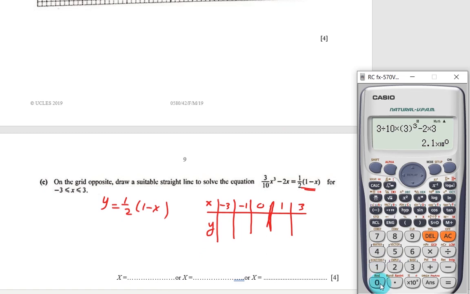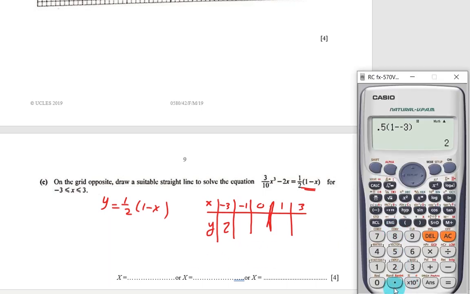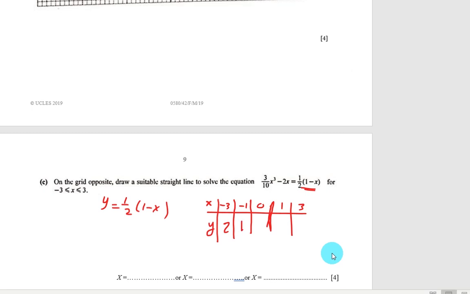Let us bring our calculator: 0.5, open the bracket, 1 minus minus 3, so it will be plus 3. Half by 1 minus minus 3, the answer will be 2. So here minus 3 and 2. Now half times 1 minus minus 1, so half multiplied by 2 will equal 1. At 0, it will be half. At 1, it will be 0. And then at 3, it will be minus 2 divided by 2, it will be minus 1.